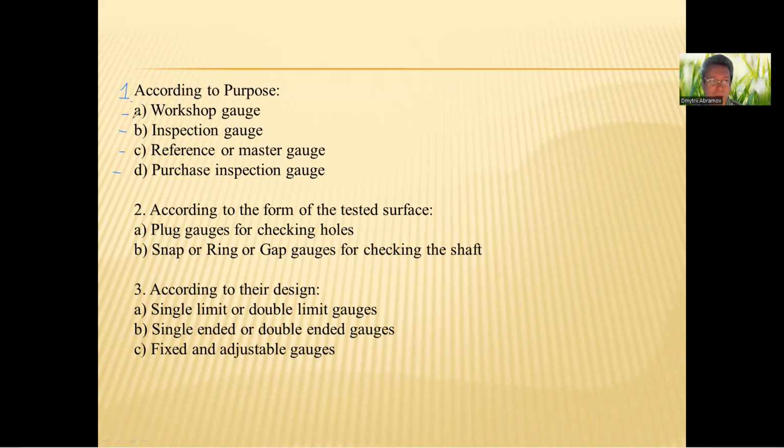Classification according to the form of the tested surface. A, plug gauges for checking holes. And B, snap or ring or gap gauges for checking the shaft. Snap gauges for checking the shaft.